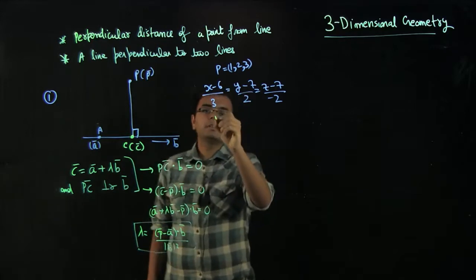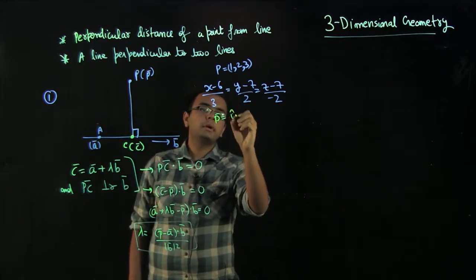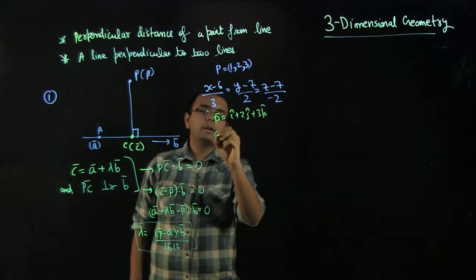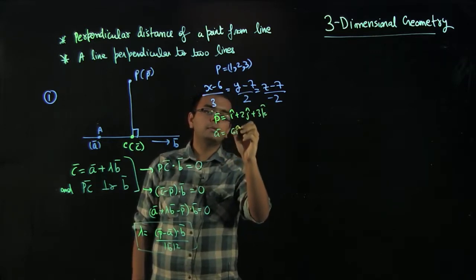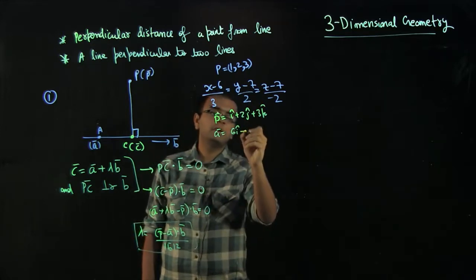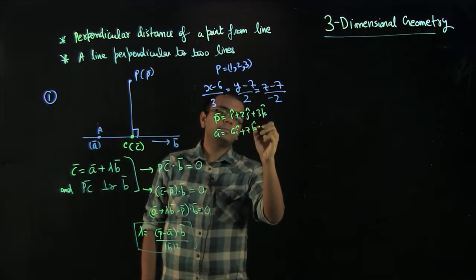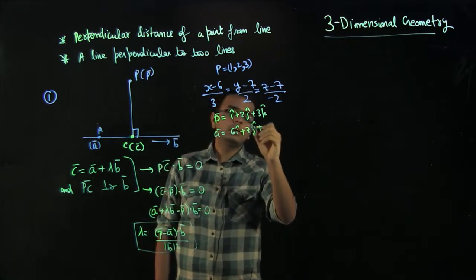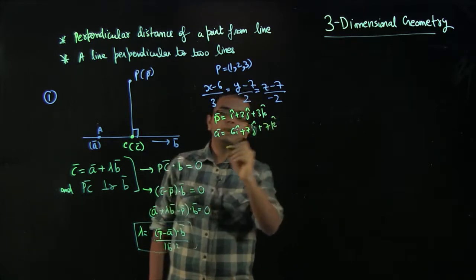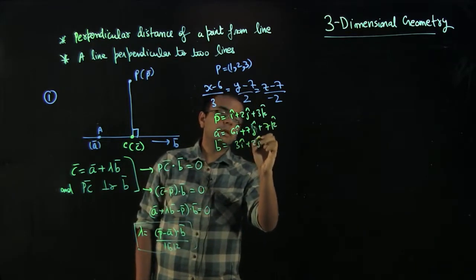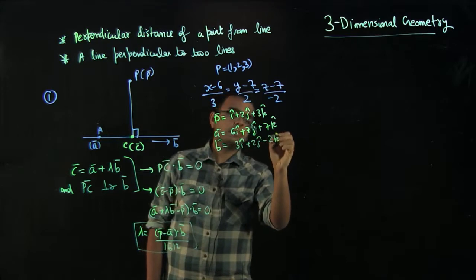Here P vector is i cap plus 2j cap plus 3k cap. A vector is 6i cap plus 7j cap plus 7k cap. Always remember the coordinate form and how to convert it into the vector form. And B vector is 3i cap plus 2j cap minus 2k cap.